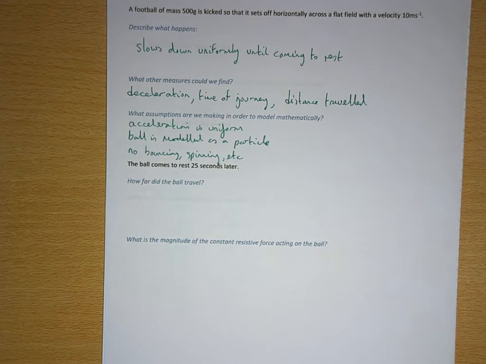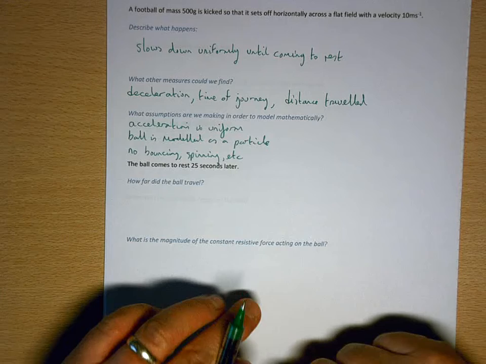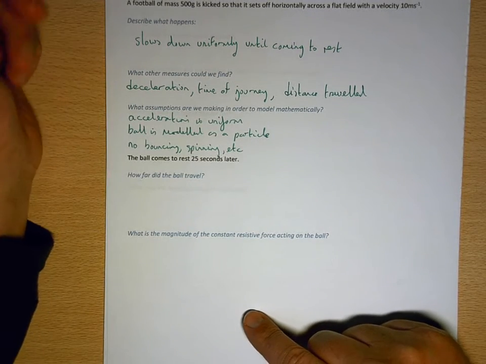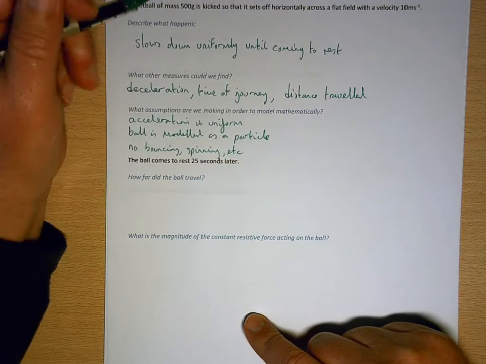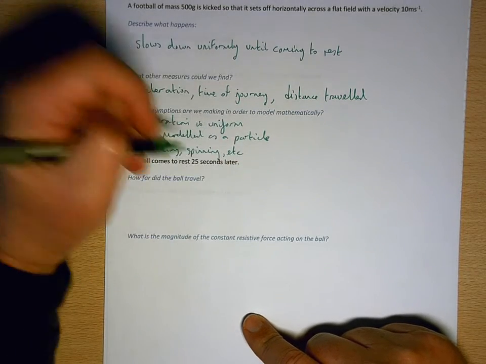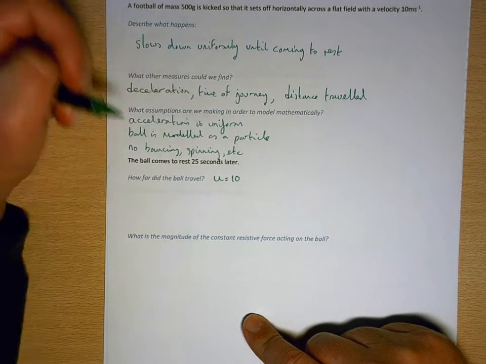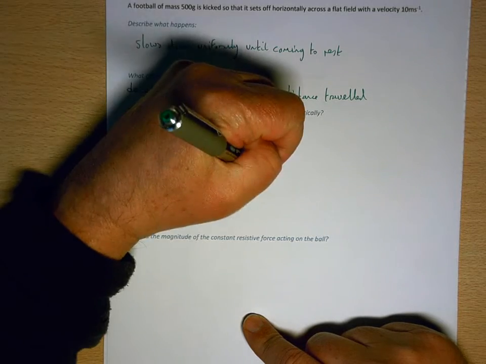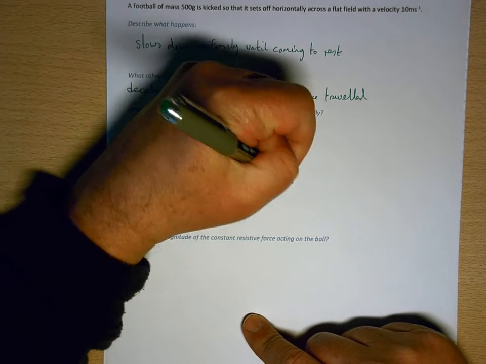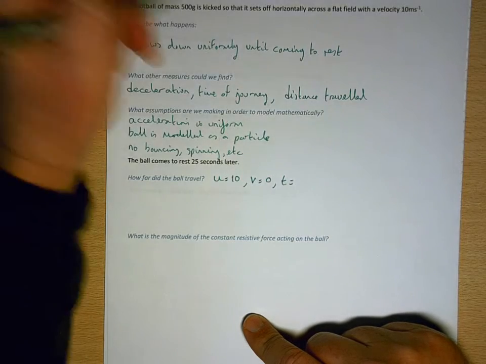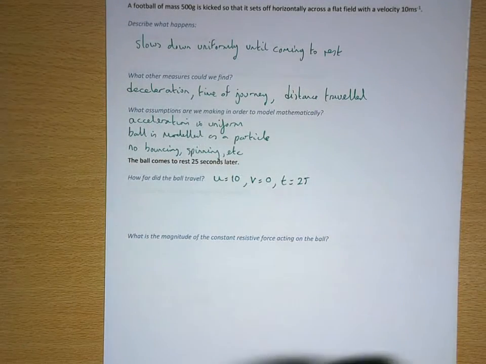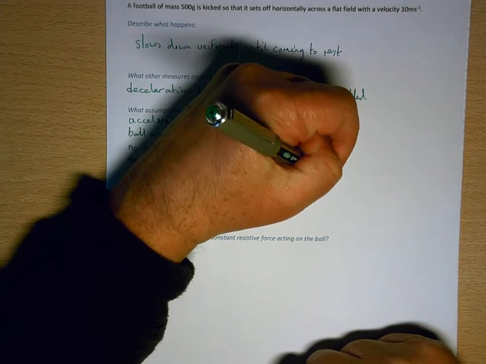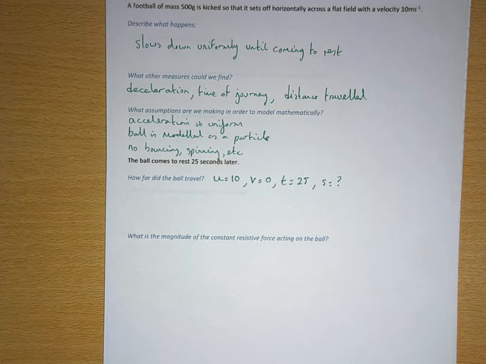Ball comes to rest 25 seconds later. How far did the ball travel? So we're going to do some maths now. We know that it sets off with an initial velocity of 10, so I know that u is 10. I know it comes to rest, which means I know its final velocity is 0. I know that's going to happen 25 seconds later, so it's going to be in motion for 25 seconds, and I want to find how far the ball will travel, which is s.